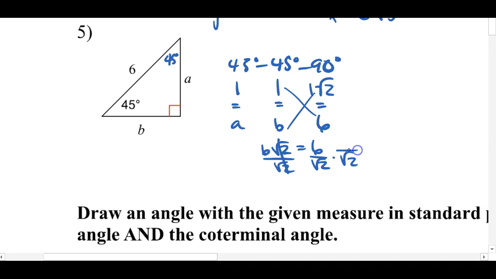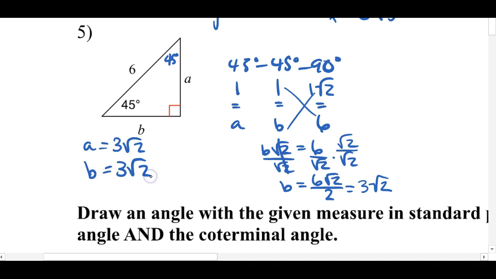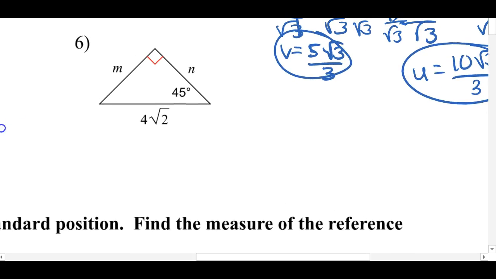And then I can't have it in the denominator, so I'll multiply top and bottom by rad 2. And now I have 6 times rad 2, and then this becomes 2 in the bottom. But again, don't forget, this 6 and 2 can cancel out, so it becomes 3 times rad 2. Okay, so now A is 3 rad 2, and so is B, because remember, they are the same in a 45, 45, 90 degree triangle. Okay? Okay, so number 6, again, set up your ratio.